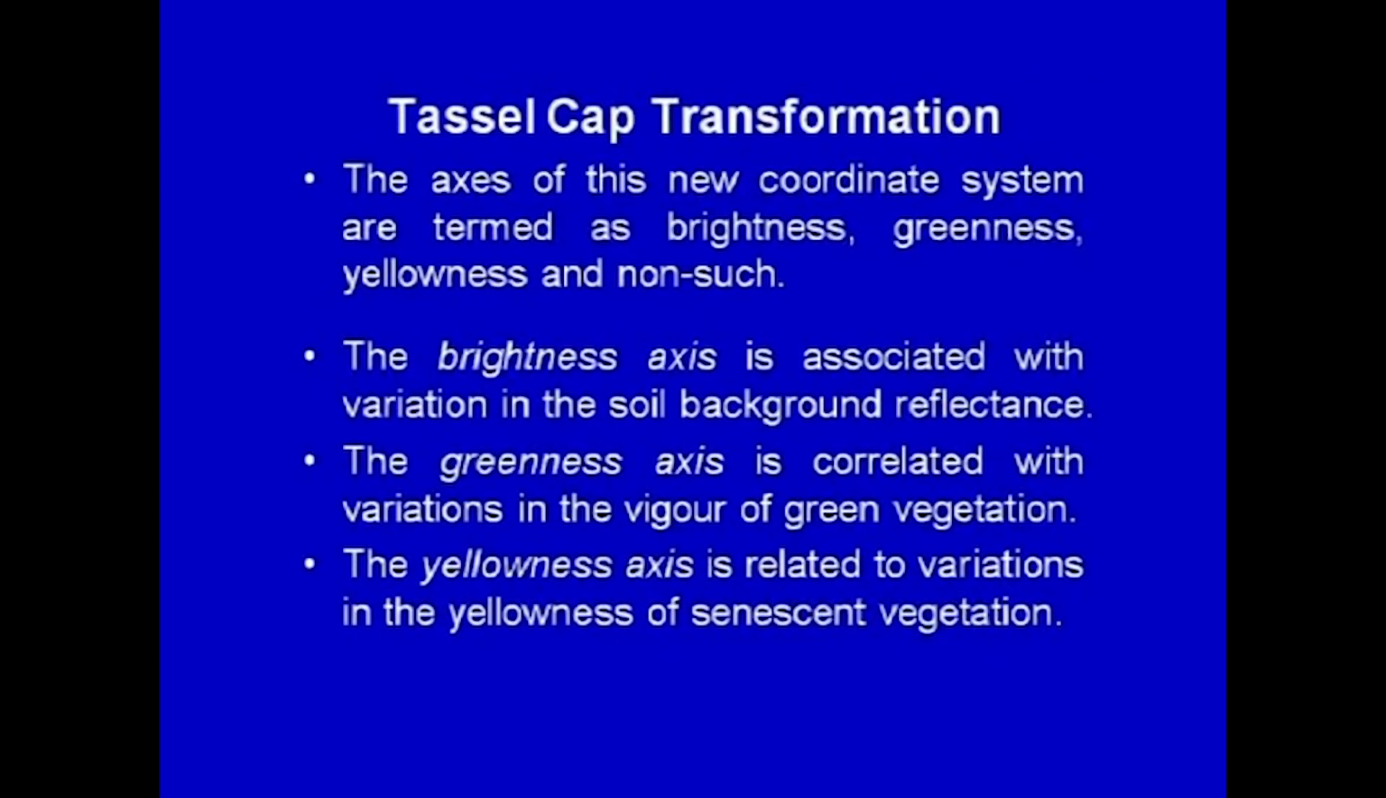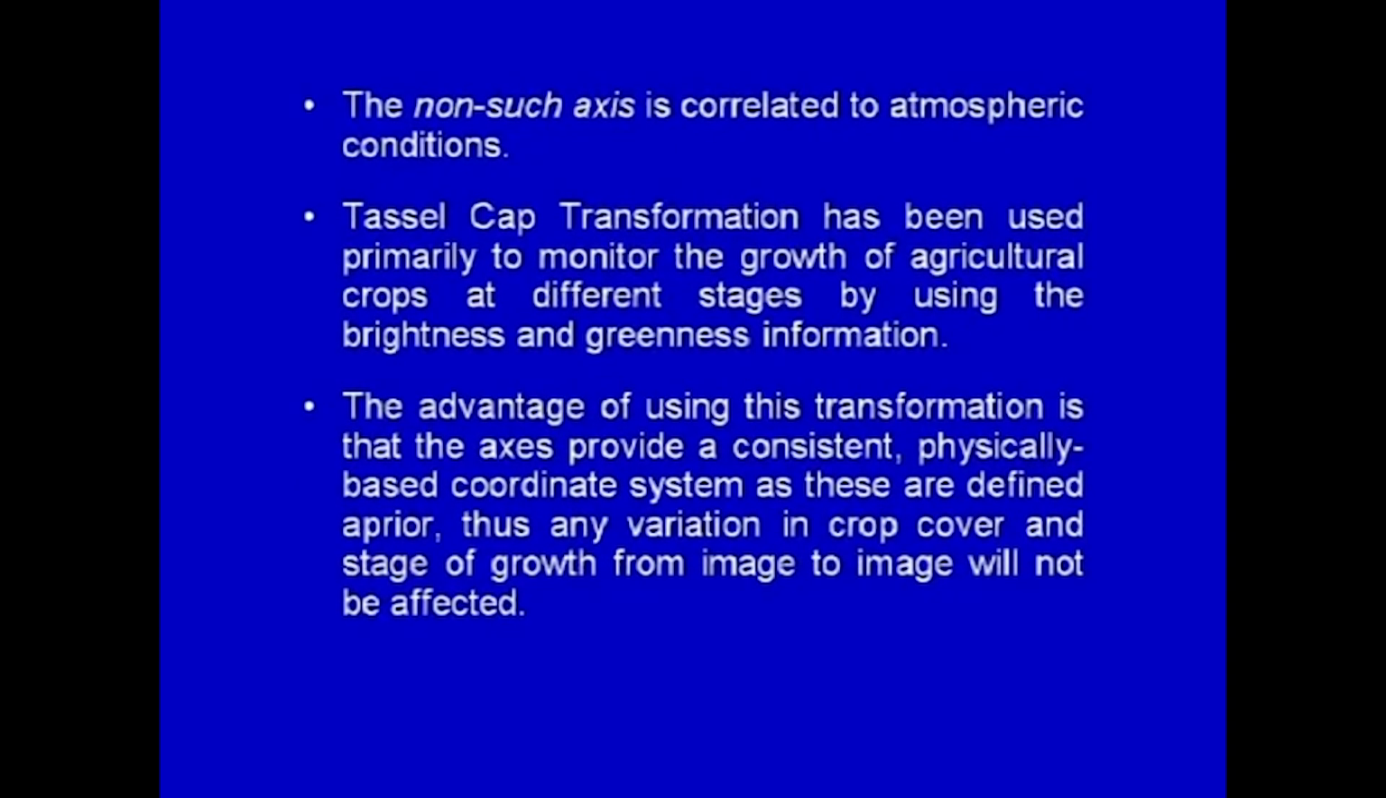The axes of this new coordinate system are termed brightness, greenness, yellowness and non-such. The brightness axis is associated with the variation in the soil background reflectance. The greenness axis is correlated with the variations of the vigor of the green vegetation. The yellowness axis is related to variations in the yellowness of the senescent vegetation. The non-such axis is correlated to atmospheric conditions.